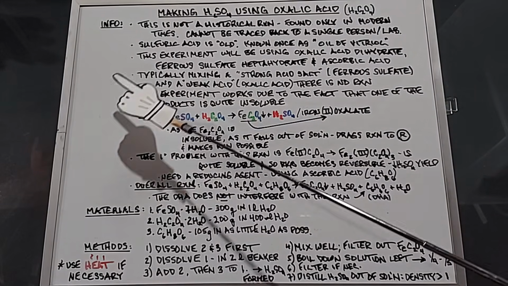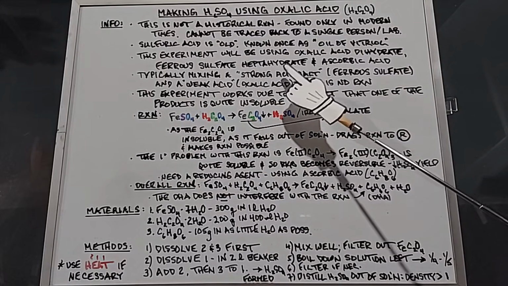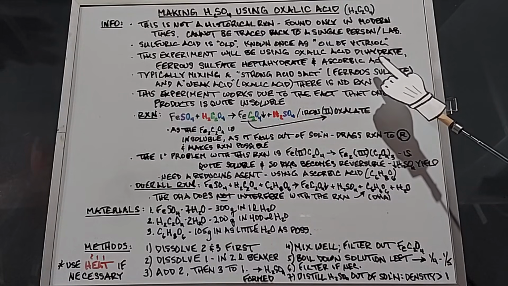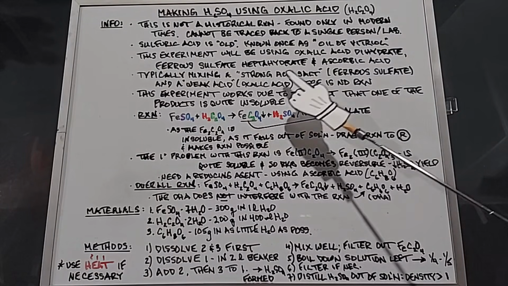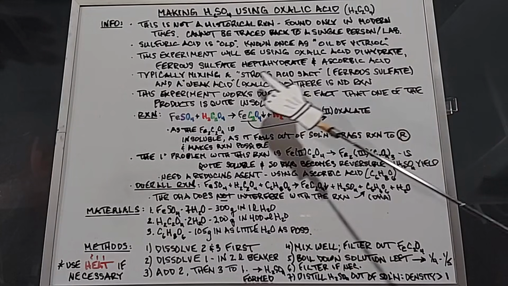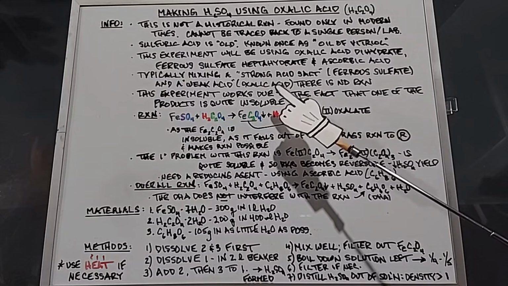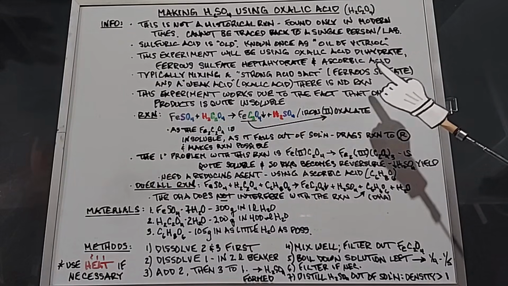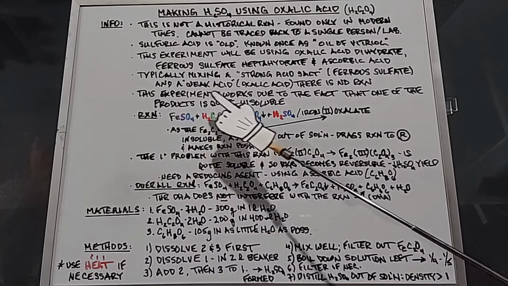In this particular experiment, we're going to be using oxalic acid dihydrate, ferrous sulfate heptahydrate, and ascorbic acid as a reducer, and I'll go into this more in detail later. Typically, when you're mixing a strong acid salt, which in this case would be the ferrous sulfate, of course, it's a powder, but it's known as a strong acid salt, and a weak acid, which is oxalic acid, I even covered that in a previous video, there is no reaction between the two. This experiment only works due to the fact that one of the products is quite insoluble.